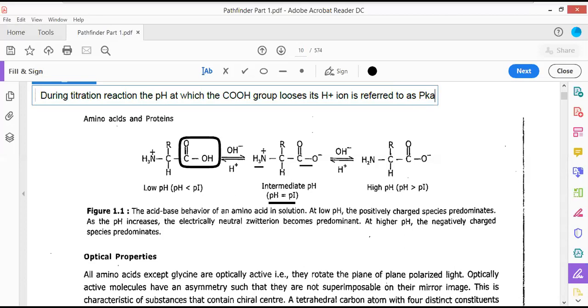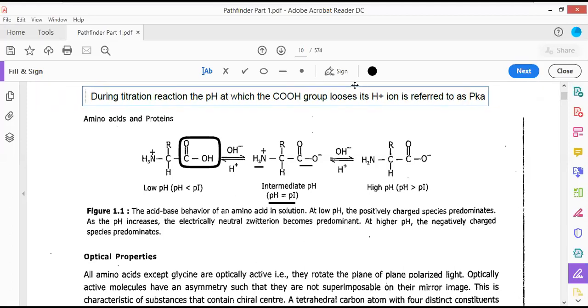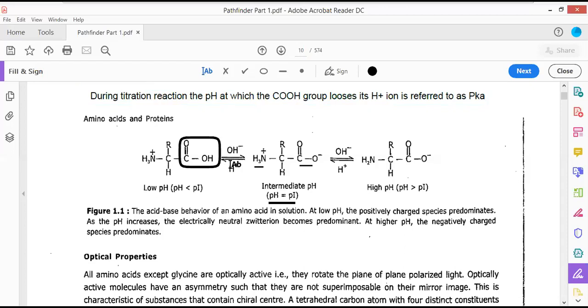Okay, this is referred to as the pKa. The pH at which the carboxylic group is going to lose its proton is referred to as the pKa. You find that this is the point where the pKa lies.